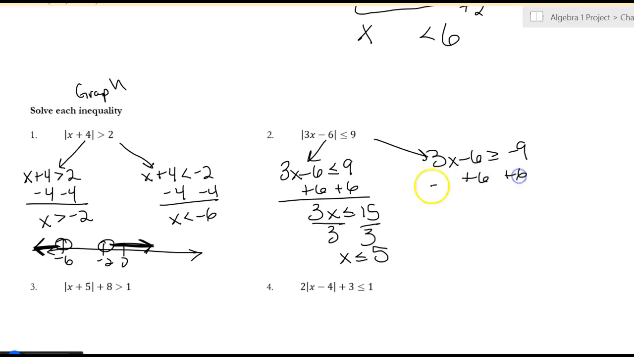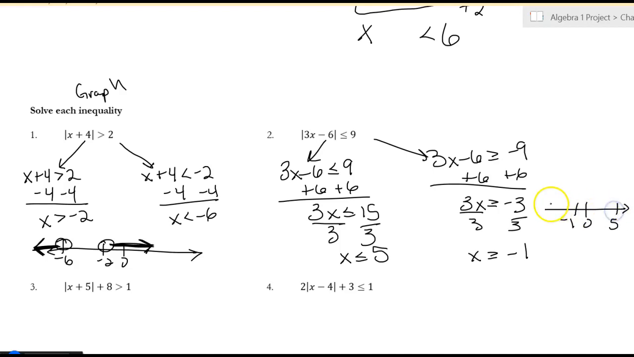You can do the same steps over here, but because it's a negative, it's going to give you different answers. So negative 3, divide by 3, and x is greater than or equal to negative 1. So I'm going to squeeze in a graph right here. So I have 5 and negative 1. At 5, it's a closed circle, and it's less than. And at negative 1, it's a closed circle, and it's greater than. So there's your Dumbo.